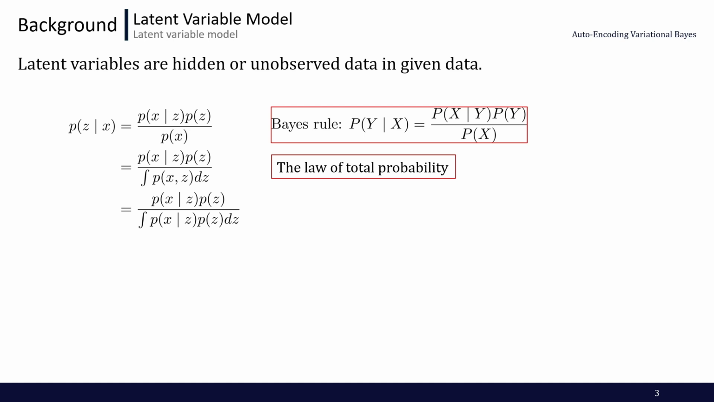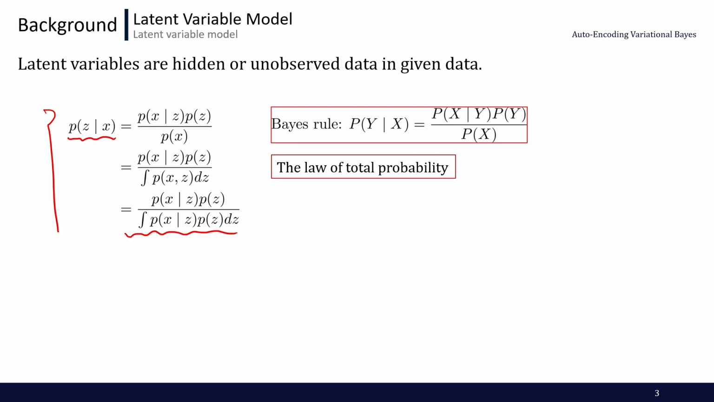A latent variable model assumes that there are hidden or unobserved variables in a given X. We call such variables latent variables. As I mentioned earlier, variational autoencoder is a latent variable model. This is how to construct the model. We can represent the model as P of z given X, and we can transform this to the equation at the bottom. If it's possible to calculate this, our work will be done.